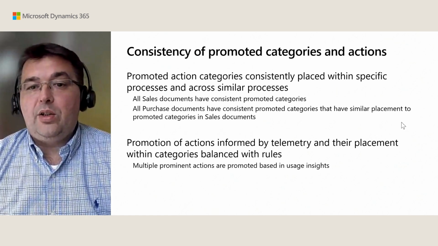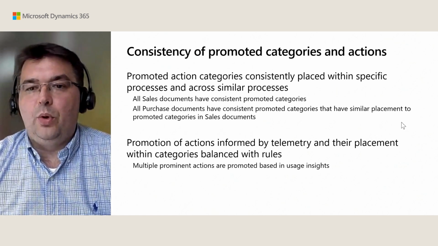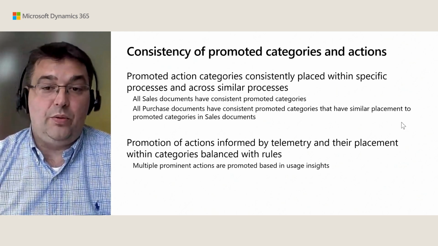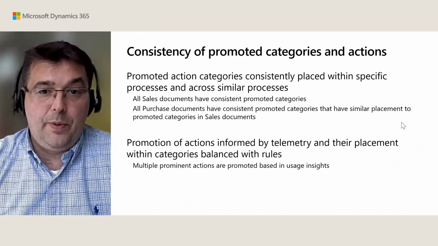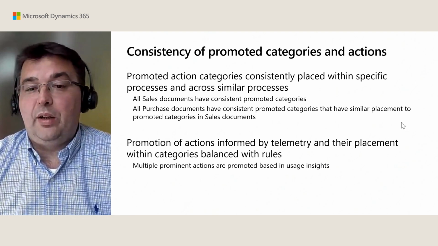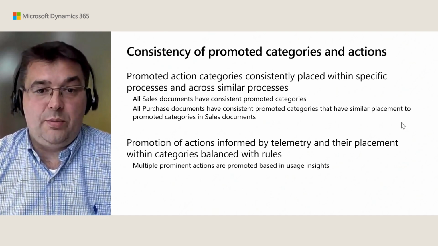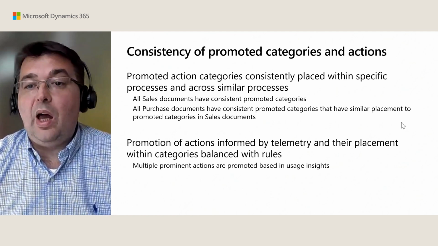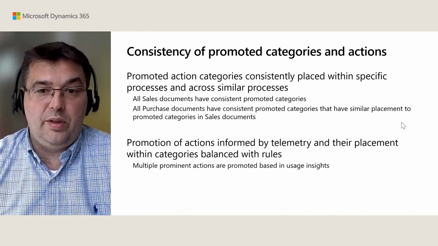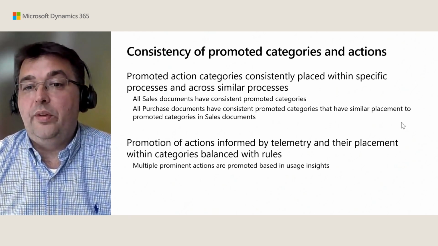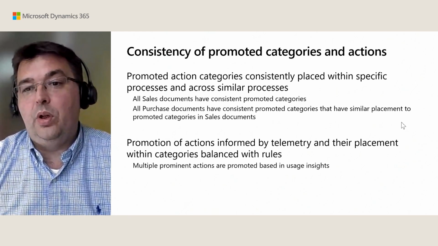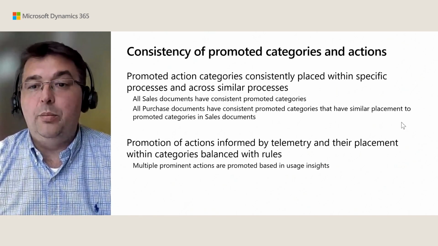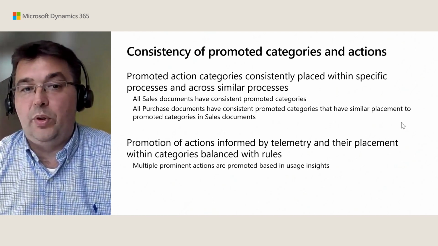We focused on promoted actions of the top 180 pages that account for 95+% of usage in Business Central across 24 localizations that Microsoft delivers. Our goal was to make sure promoted categories are consistently placed in pages. For example, document pages that participate in sales processes now have consistent placement of promoted categories. Similarly, we wanted to ensure consistency not only within the process, but also across the processes. So you'll see consistent placement of promoted categories, even between sales and purchase documents, for example.